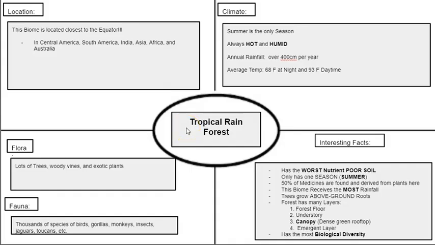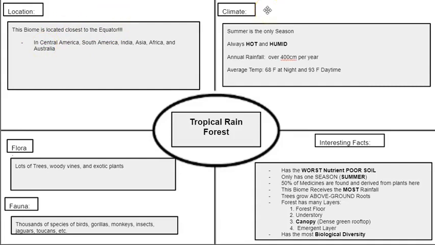So we have finally made it to our Frayer model notes, which you guys should be familiar with by now. Again, our title, which is our tropical rainforest, is going to go in this center bubble right here. Our top left corner is going to be our location. Make sure you get down that this biome, our tropical rainforest, is going to be the closest to the equator. Also include the different continents in which our tropical rainforest can be located.